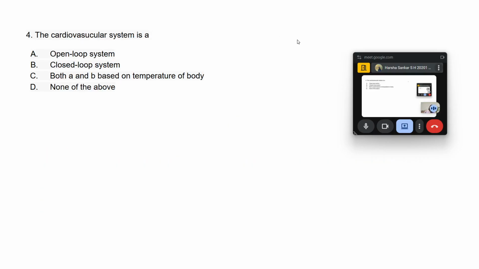The cardiovascular system is a dash. Option A, open loop system. Option B, closed loop system. Option C, both A and B based on temperature of the body. Option D, none of the above. So it's about the cardiovascular system: is it open loop, closed loop, does it change depending on temperature, or none of the above? It's 6:26. At 6:27 or 6:28 we'll discuss the answer.